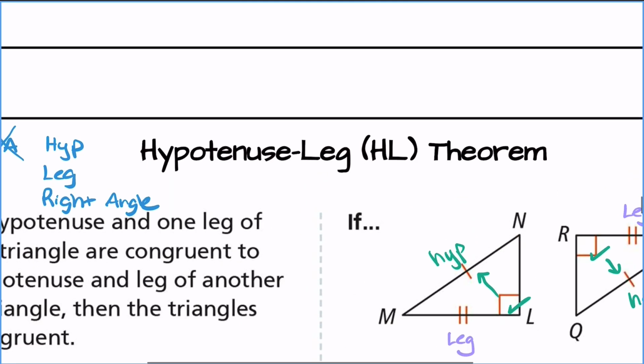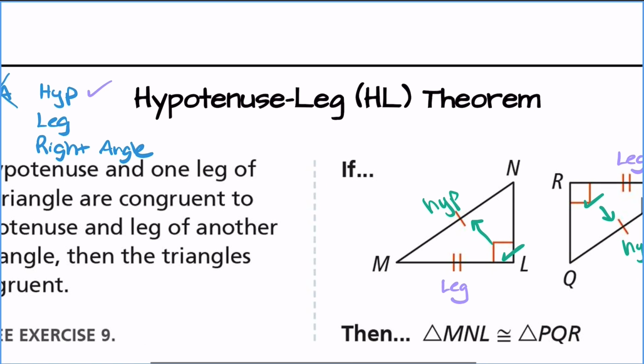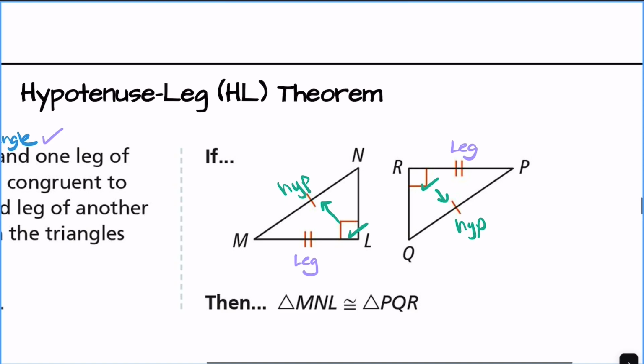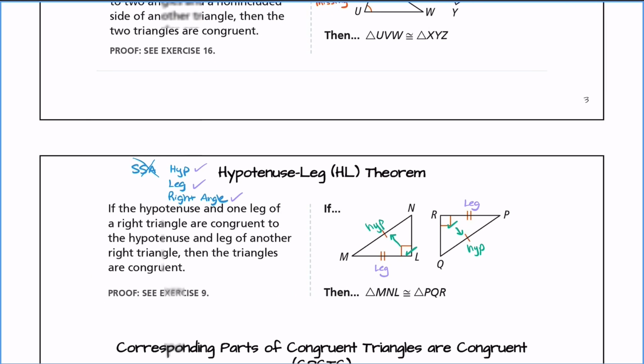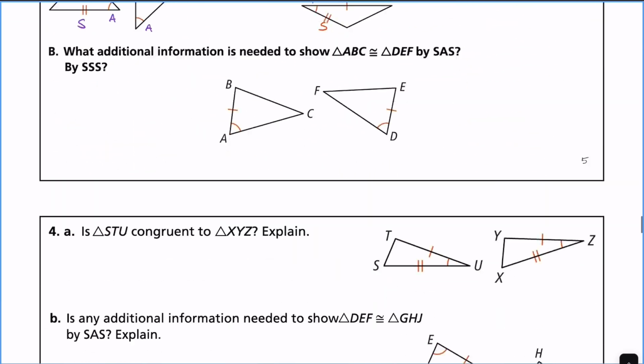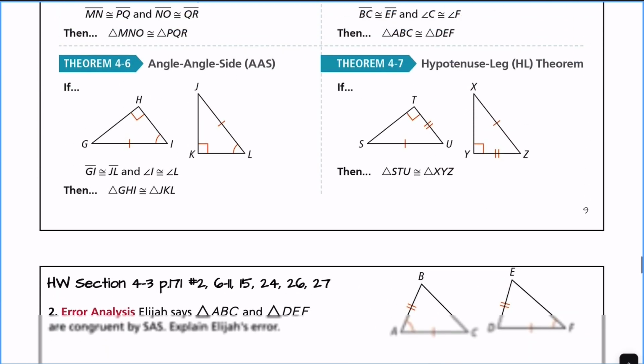So here, we did the hypotenuse, that was good. We did a right angle, that was good, and a leg. Just because you see a right angle does not mean that you immediately default to the HL theorem. I think at the end of this, I listed some versions of it.